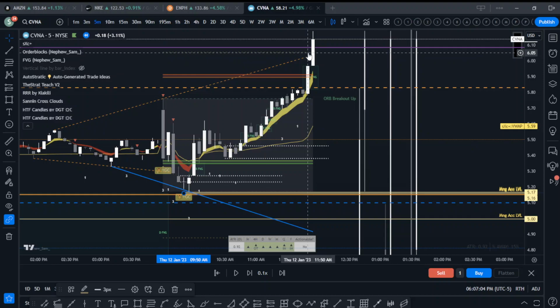A golden cross is when the fast EMA crosses above the slower EMA. So in this particular setup, the 5 EMA is crossing above the 8 EMA, and that's a sign of bullish trend.